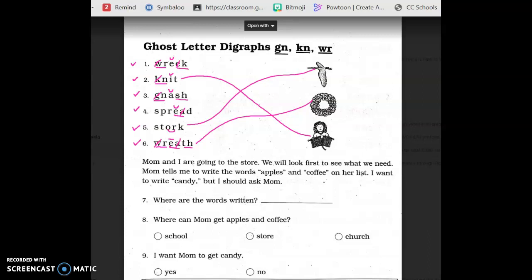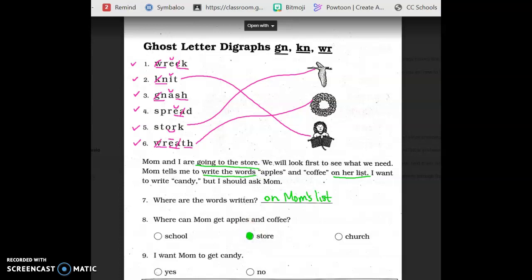Where are the words written? Okay, so if you write the words, she wrote apples and coffee, where? Where did she write them? On Mom's list. Okay. Number 8, where can Mom get apples and coffee? Where is she going to get them? She's going to the store.